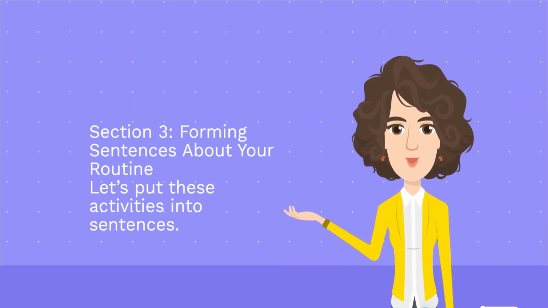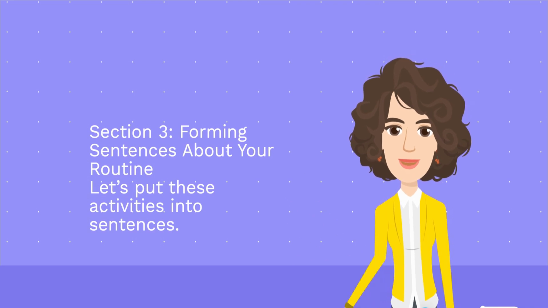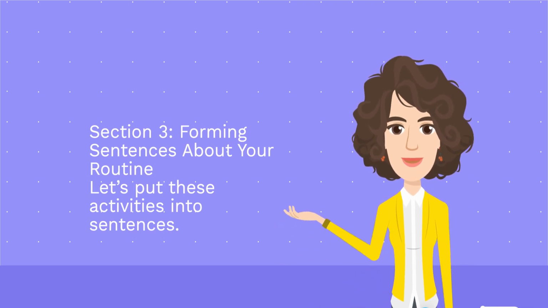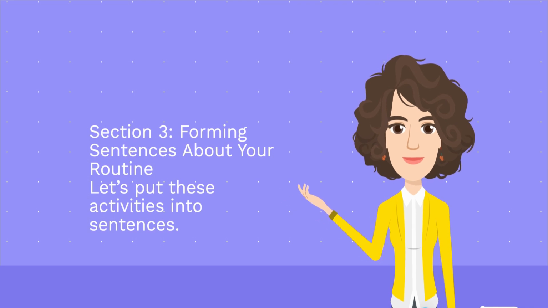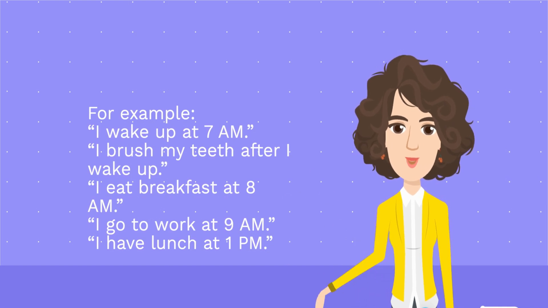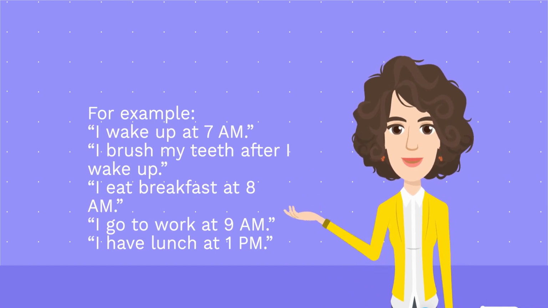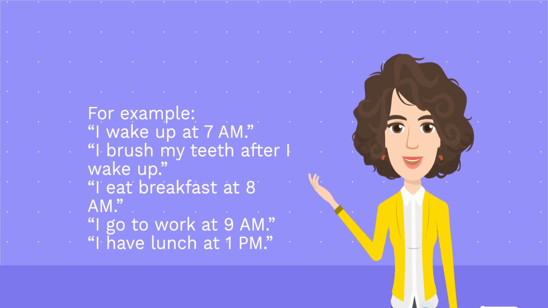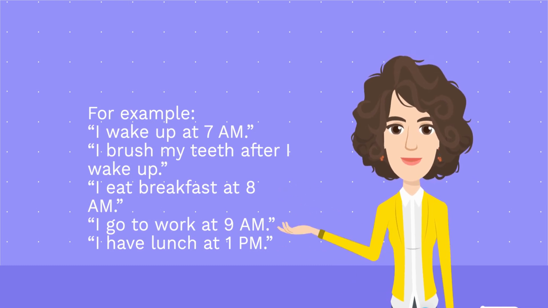Section 3, Forming sentences about your routine. Let's put these activities into sentences. For example, I wake up at 7 a.m. I brush my teeth after I wake up. I eat breakfast at 8 a.m. I go to work at 9 a.m. I have lunch at 1 p.m.